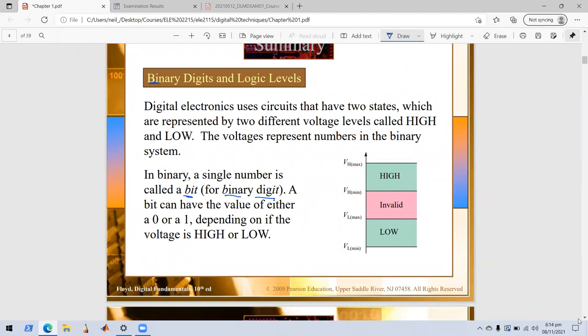How we do that is we use transistors. And from your previous electronics class, we've known that transistors can be used as switches. All right.